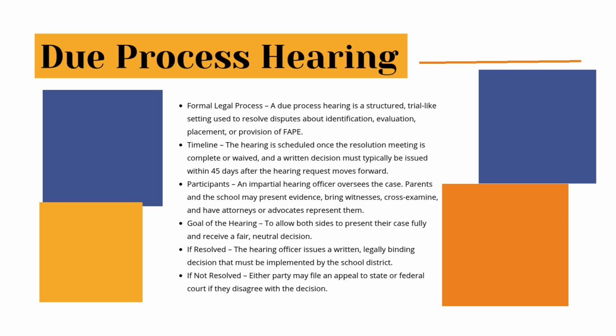A due process hearing is much like a courtroom trial. It's a formal legal proceeding overseen by an impartial hearing officer. Both parents and the school can present evidence, bring witnesses, cross-examine, and have attorneys or advocates represent them. The hearing officer issues a written, legally binding decision usually within 45 days after the case moves forward. If either party disagrees with the decision, they can appeal to state or federal court. This makes due process one of the most formal dispute resolution options available.